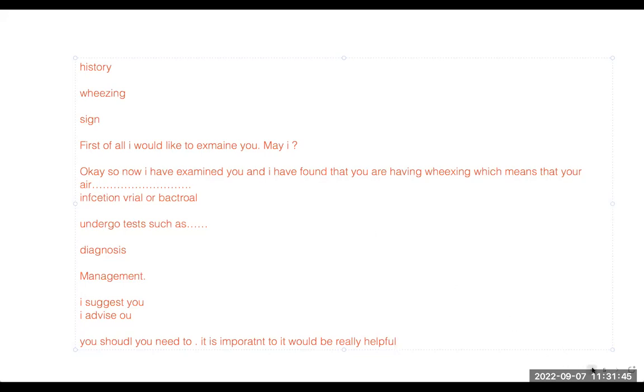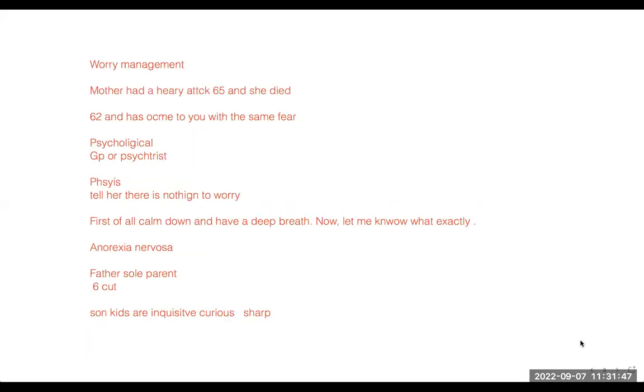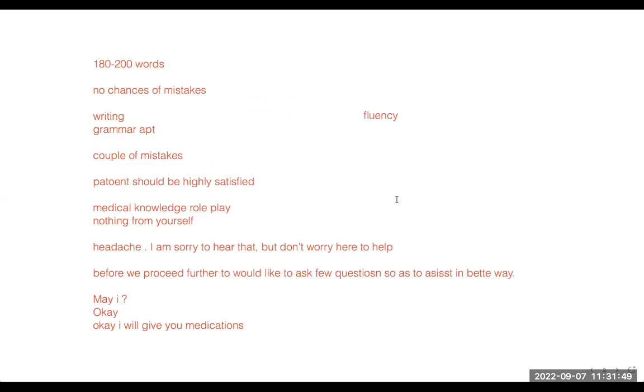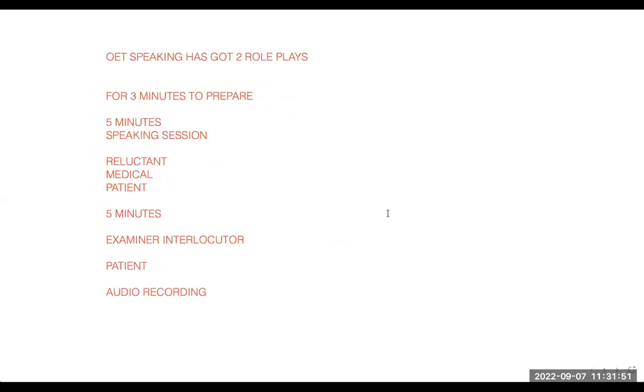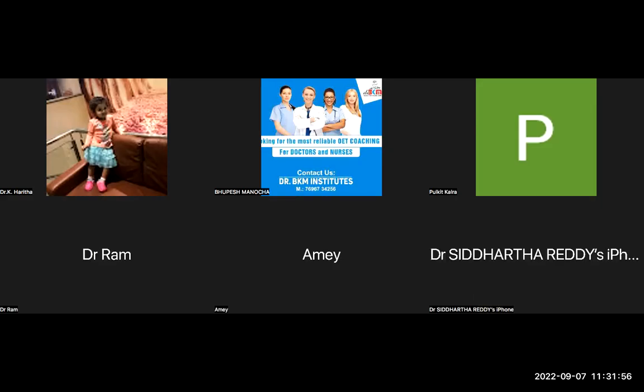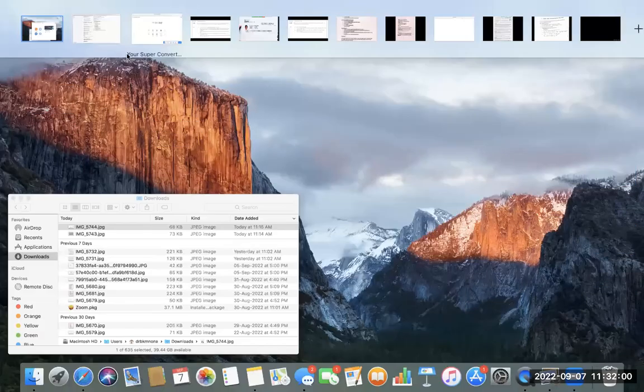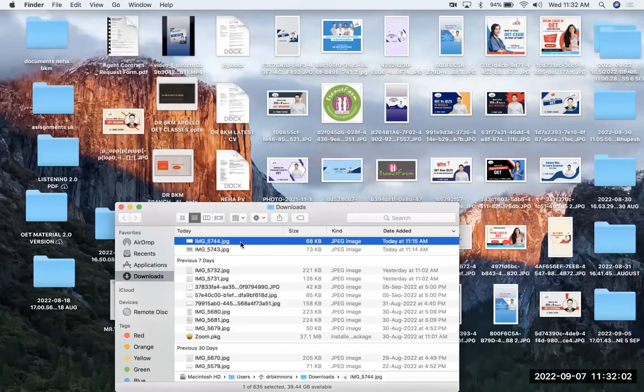So these are the kind of role plays we have when it comes to the orientation of OET. So this is what speaking is all about. Now we will try to take a task and we'll try to see what we can do in a better way. So that is OET. That's it. That is how simple it is.